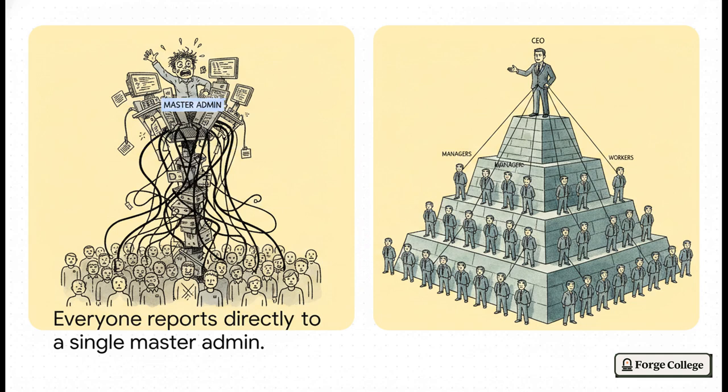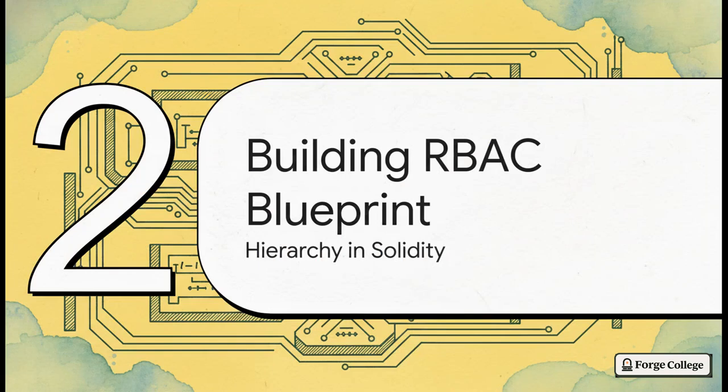Then on the right, you've got the hierarchical role model. This is your classic corporate org chart. The CEO manages the VP manages the intern. By setting up these cascading administrative layers, we drastically reduce our risk. I mean, you definitely don't want the CEO having to step in every single time the intern needs access to the printer, right? Moving on to Section 2, building the RBAC blueprint.